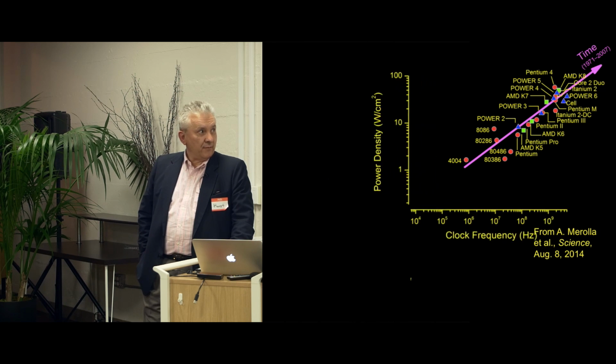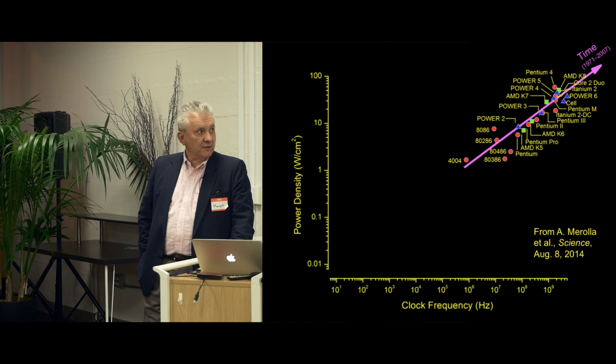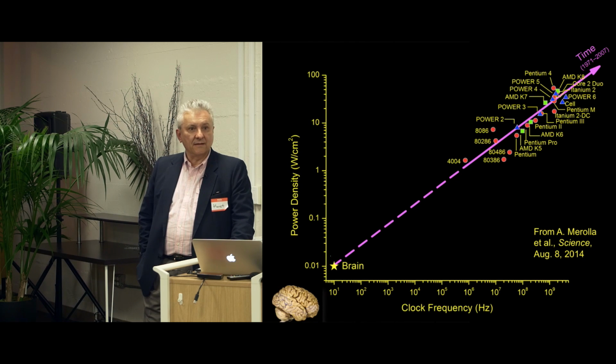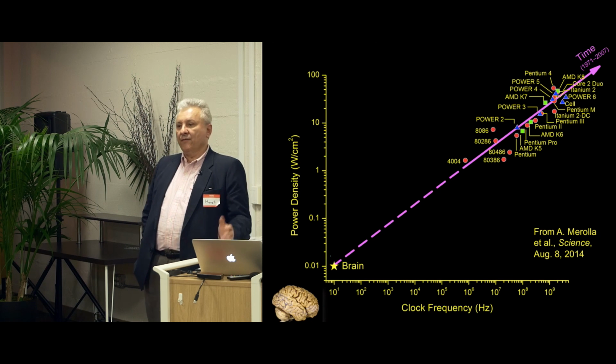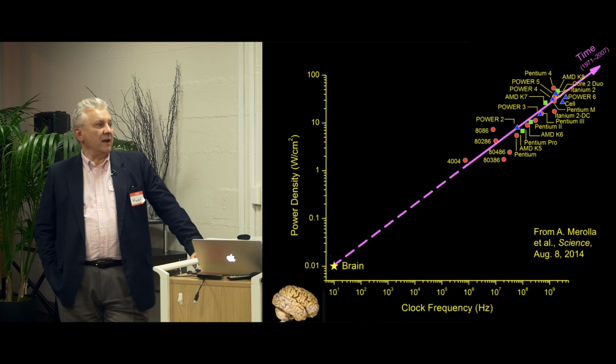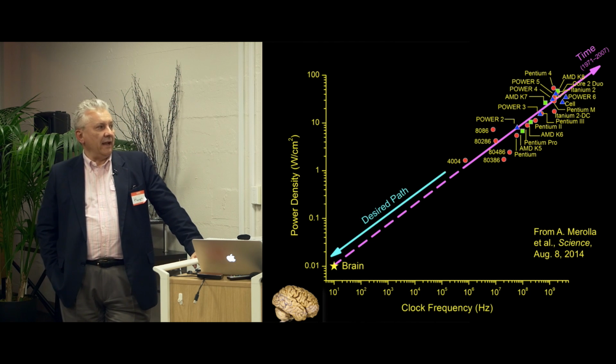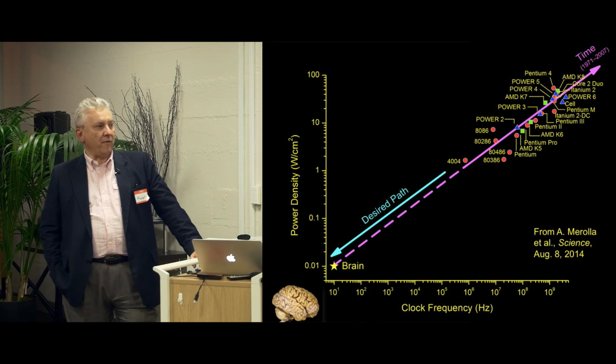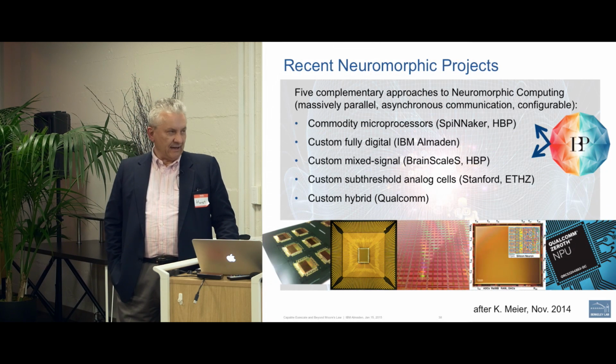But if you look at where the brain is, it's exactly in the opposite direction. The brain is down here. It has a very low frequency, as I said, of the order of 10, 20 milliseconds, and it has a very low power density. As I said, it's 1,000,000 times less dense than, say, the high-end supercomputers. And so, in a sense, our technology has driven us further and further away from a brain-like computer setting than where we would want to go.